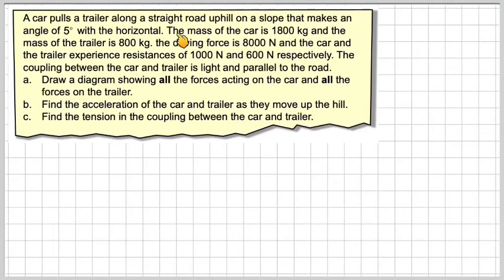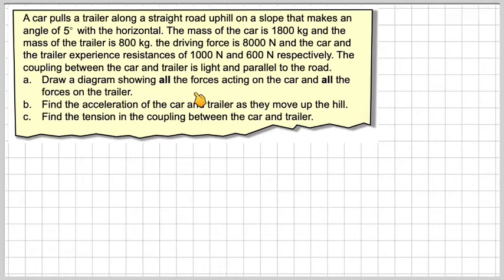A car pulls a trailer along a straight road uphill on a slope that makes an angle of 5 degrees with the horizontal. The mass of the car is 1,800 kilograms and the mass of the trailer is 800 kilograms. The driving force is 8,000 newtons and the car and the trailer experience resistances of 1,000 and 600 newtons respectively. The coupling between the car and the trailer is light and parallel to the road.